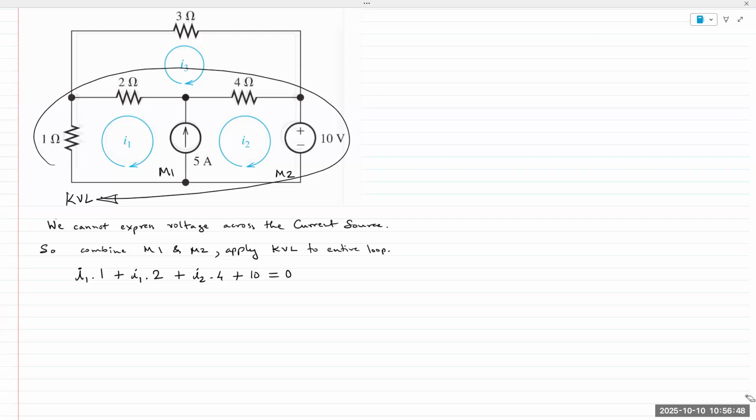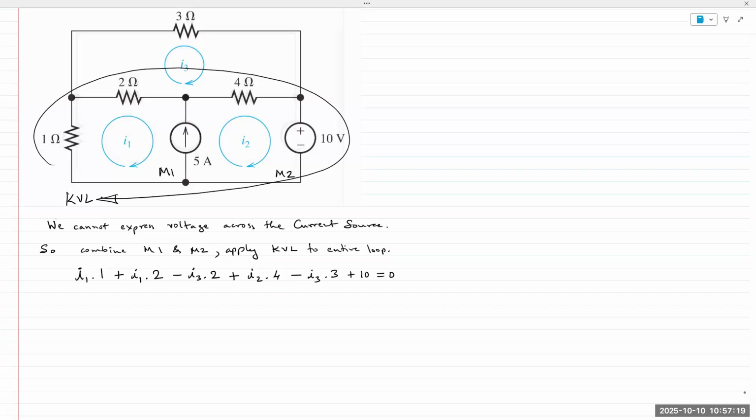So this equation is incorrect. Let's rewrite this. We have minus I3 times 2, because I3 is flowing in the opposite direction. My KVL is going in the opposite direction. And then I have plus I2 times 4 and minus I3 times 3 and plus 10 is equal to 0. Now that is the correct equation.